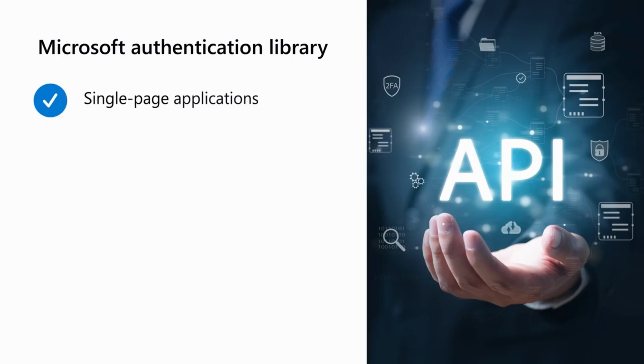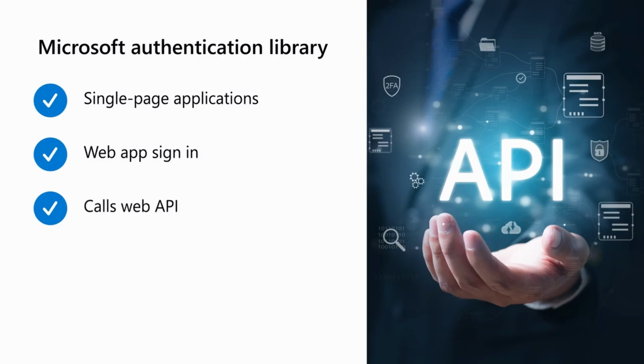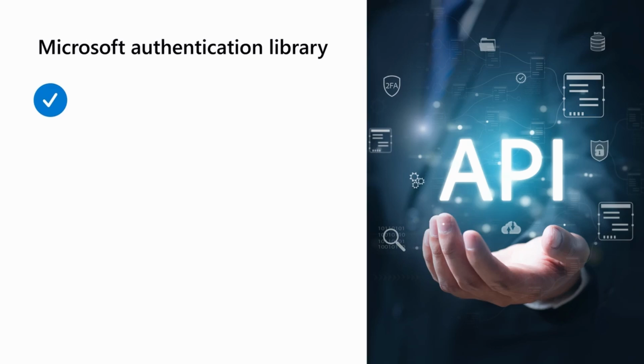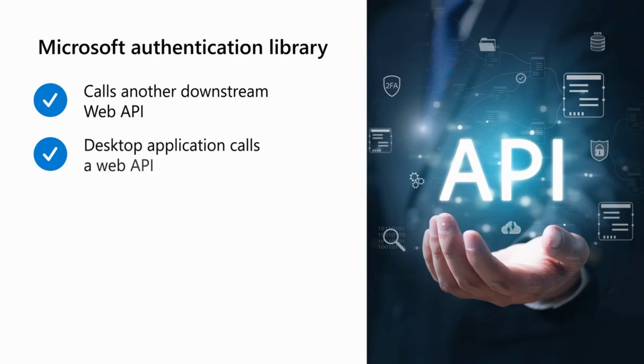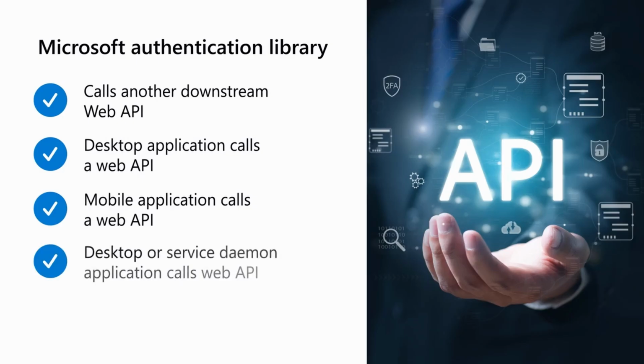These are single-page applications, for example, JavaScript, web app sign-in users, calls a web API on behalf of the user, protecting a web API so only authenticated users can access it. Web API calls another downstream web API on behalf of the signed-in user. Desktop application calls a web API on behalf of the sign-in user. The mobile application calls a web API on behalf of the user who's signed in interactively. Desktop or service daemon application calling web API on behalf of itself.